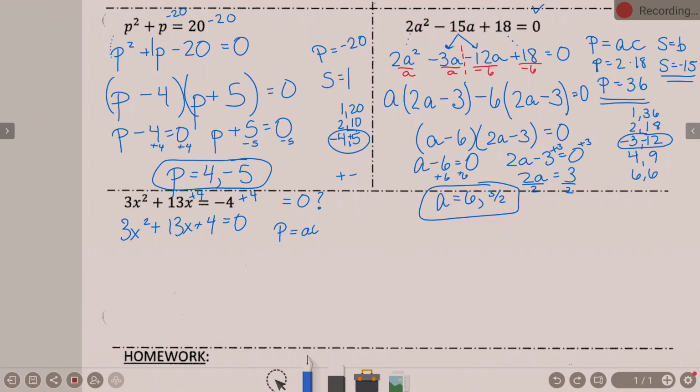So why don't you go ahead and spend a little time working on homework. Some of the first problems in homework are just like some of the first problems we did in notes, where you just have to set each part equal to 0. It's already factored. Some of them you have to factor.